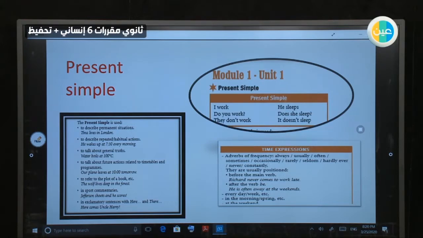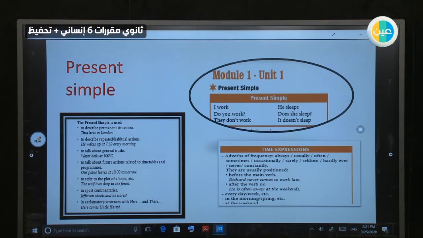What if it is a verb to be like is or am? So you will put the adverb of frequency after the verb be, like he is often, he is always, he is seldom away at the weekend. Okay. You have to be careful with the other time expressions like every day, every week, every year, in the morning, in the spring, autumn, at the weekend, once, twice, three times. Also with days like on Mondays, on Monday morning.